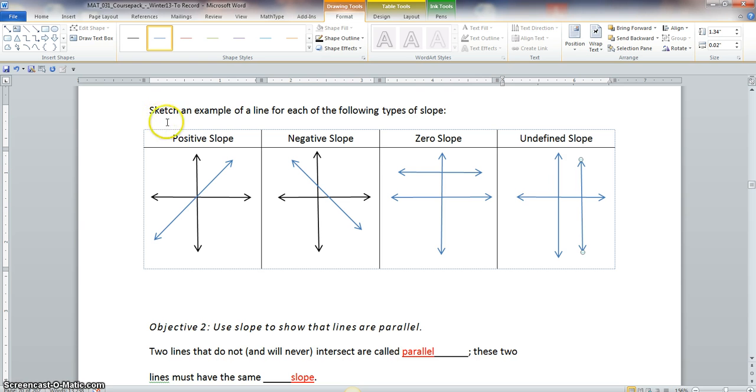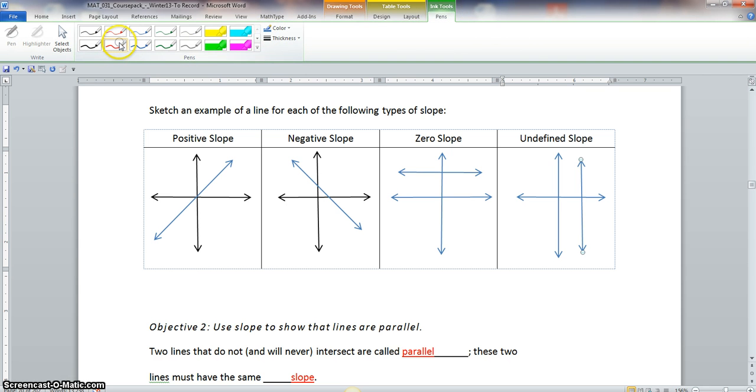Now for our next example, it says sketch an example of a line for each of the following types of slopes. Now I took the liberty of already doing that here, where you see this graph here, this line here, if you're going from left to right and a line is going upward, that means it's increasing, that has a positive slope. If you're going from the left to the right and a line is falling, that's a negative slope. If the line is horizontal, it's 0. If the line is vertical, it's undefined.